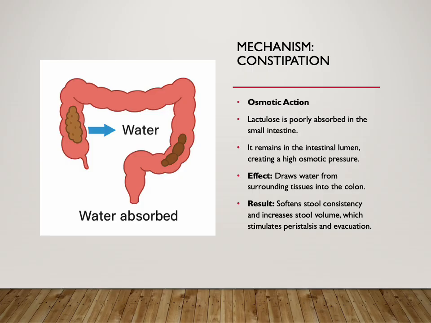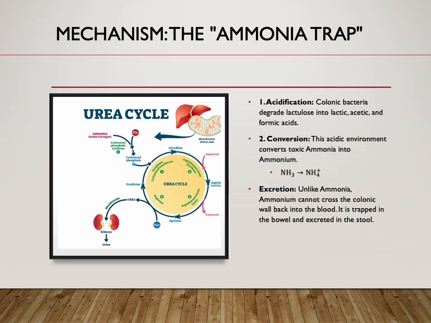Remember, it's high in sugar, right? So it's going to suck water in there and increase stool volume, which stimulates peristalsis and then in turn evacuation and passing of stool. But basically, that ammonia trap, what it does, if you look, there's a picture here of the urea cycle and how we end up with high levels of ammonia.